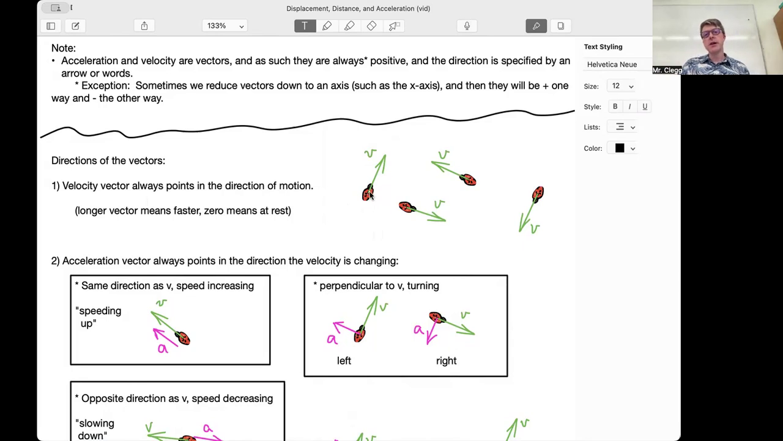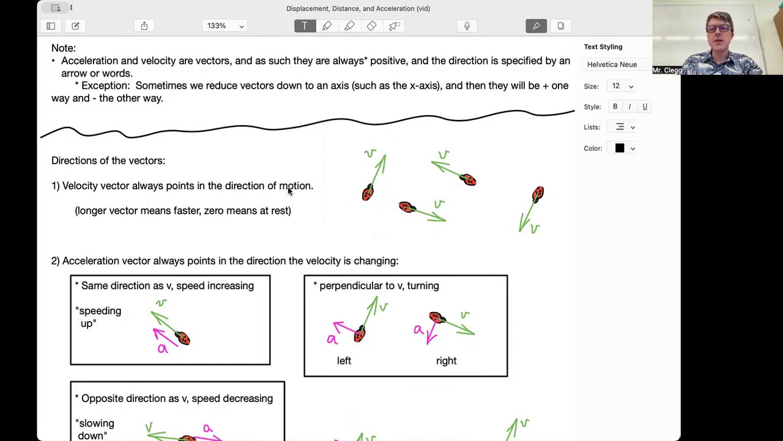So we've got this little ladybug here going this way. The velocity points that way, going this way. These ladybugs are all going in different directions. The velocity vector points the way that they're going. If it's a longer vector, it means it's going faster. If it's zero, it means that it's not moving or at rest.